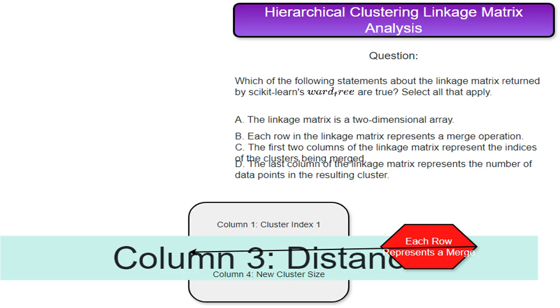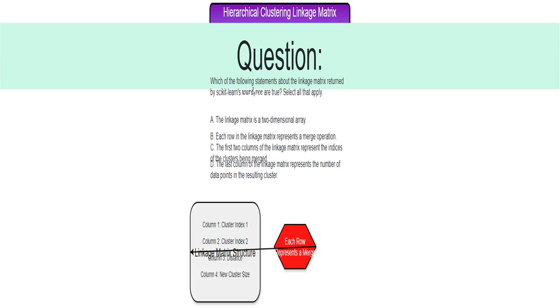I want to stress that each row in this table represents a single merging event in the hierarchical clustering. Think of it as a step-by-step recipe for how the groups got formed. It's really exciting to visualize the process, isn't it? This question tests your knowledge of the linkage matrix's structure and what each part means. It's all about understanding what the numbers in the table represent.